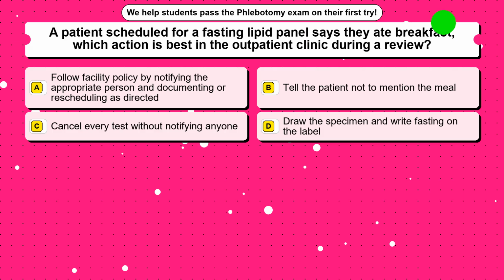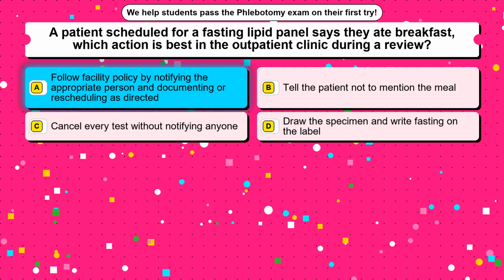Question 1. A patient scheduled for a fasting lipid panel says they ate breakfast. Which action is best in the outpatient clinic during a review? Option A. Follow facility policy by notifying the appropriate person and documenting or rescheduling as directed. Option B. Tell the patient not to mention the meal. Option C. Cancel every test without notifying anyone. Option D. Draw the specimen and write fasting on the label.